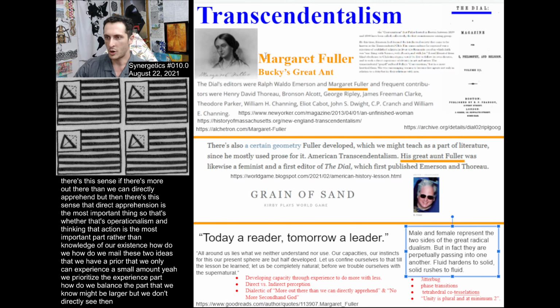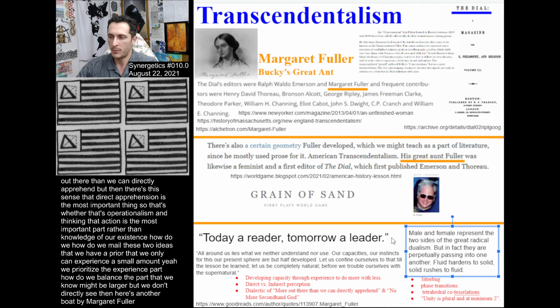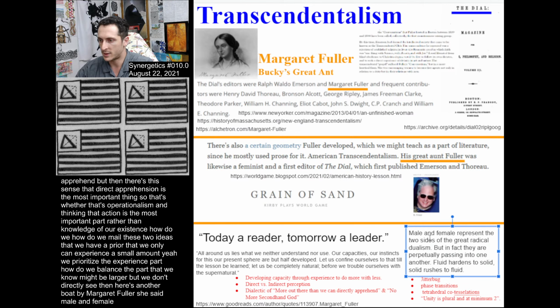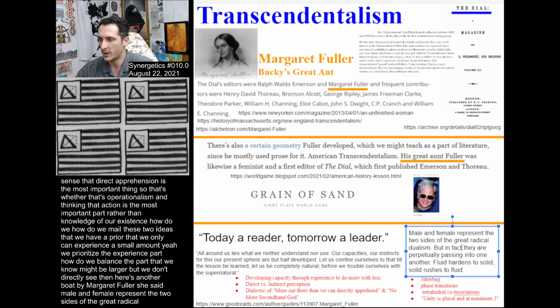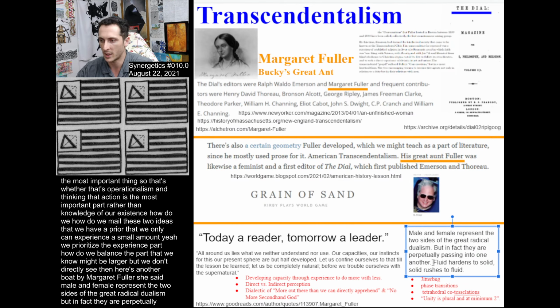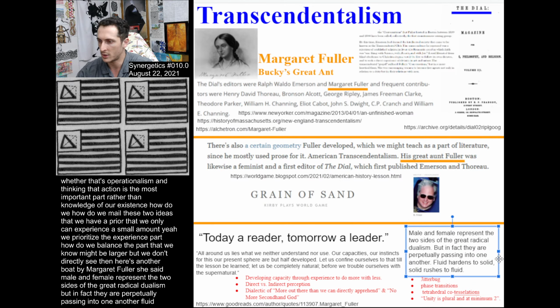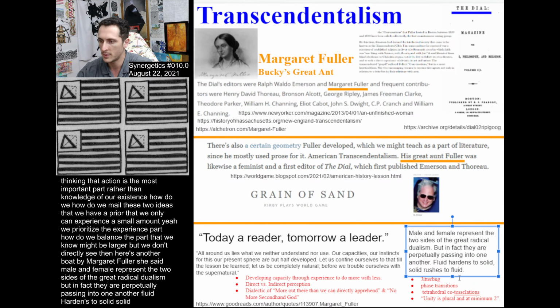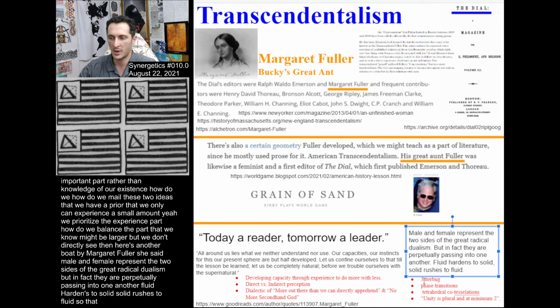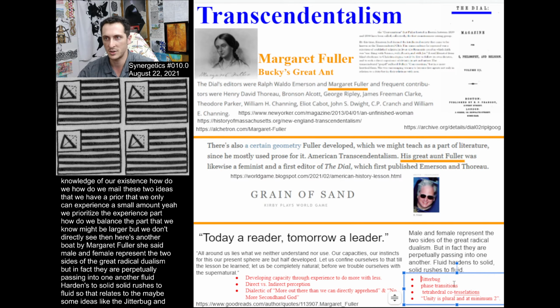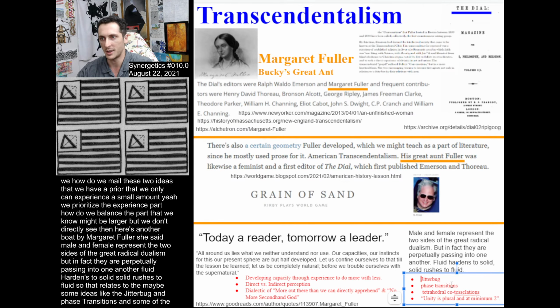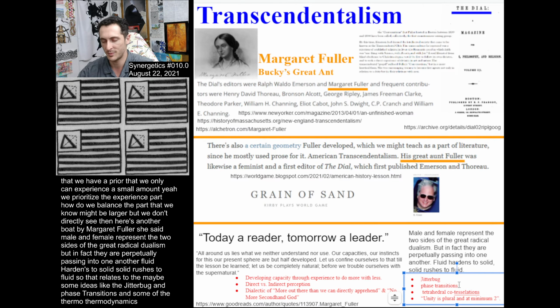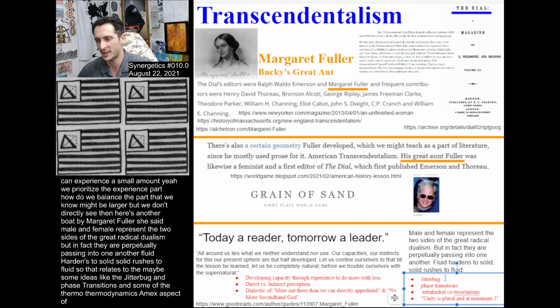Then here's another quote by Margaret Fuller. She said, "Male and female represent the two sides of the great radical dualism, but in fact they are perpetually passing into one another. Fluid hardens to solid, solid rushes to fluid." So that relates to maybe some ideas like the jitterbug and phase transitions and some of the thermodynamics aspect of how the shapes are connected to each other.